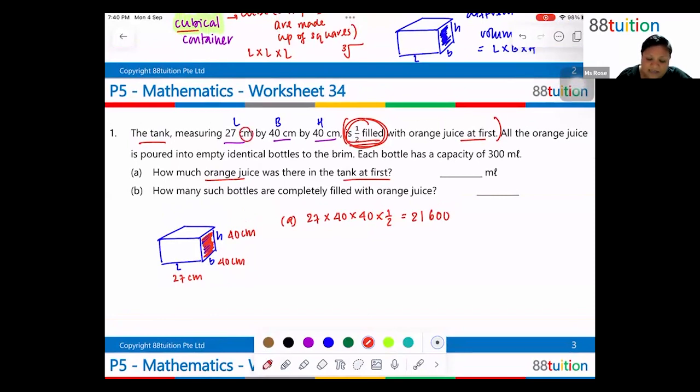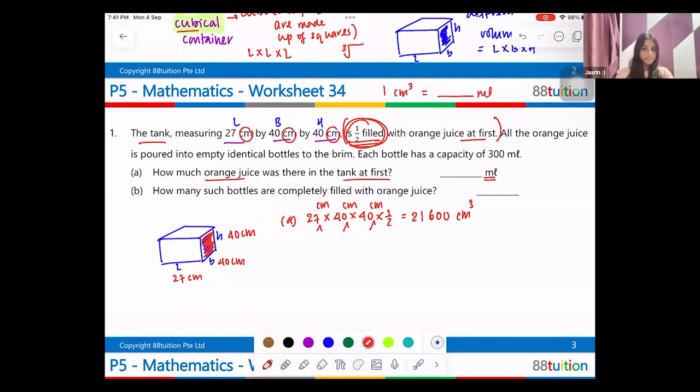They tell me that this is in cm, cm, and cm. So if I were to write down the cm, cm, and cm, that means the unit here will be cm cube, right? But they asked us to leave our answer in milliliters. So what can I say about 1 cm cube is equal to how many ml? 100? Huh? 1 cm cube equals 100 ml? Just 1 milliliter, the same. Yes. 1 cm cube must be equal to 1 ml. They are the same. So in this case, I can also write it down as 21,600 ml.